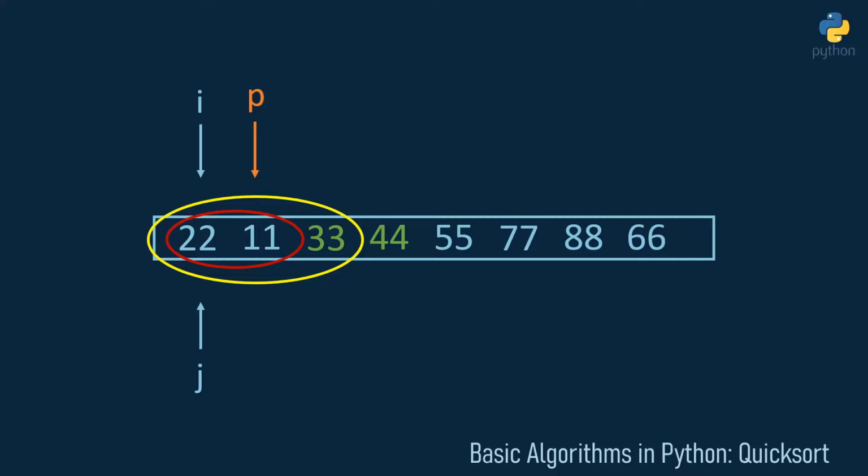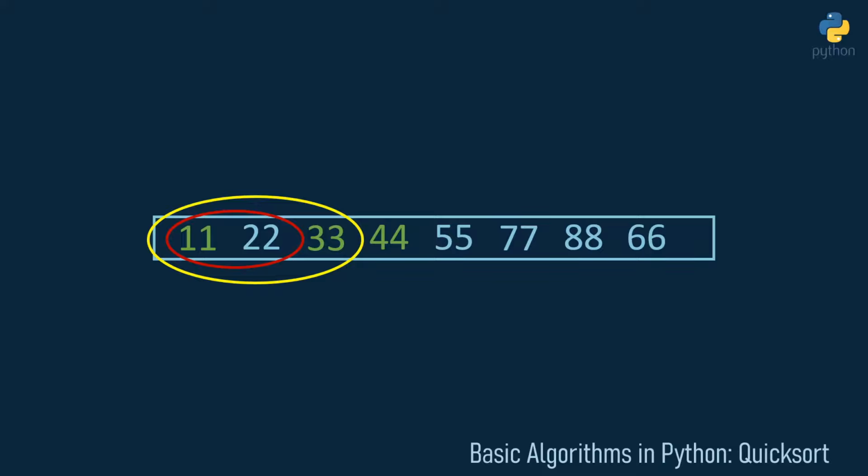So in this case, we don't do anything. We don't move our indexes. We just swap the element at index I with the element at index P. So we swap those two and see that 11, our pivot element, is in its right place.